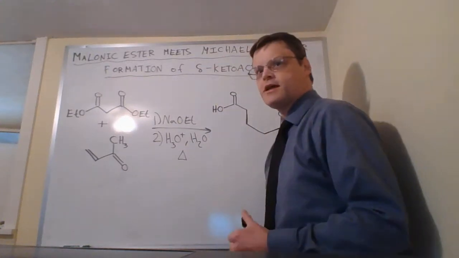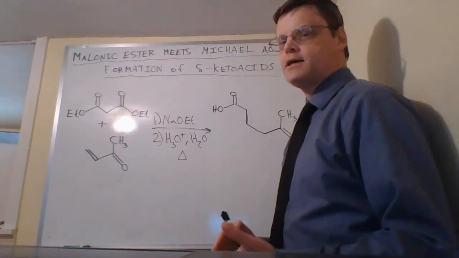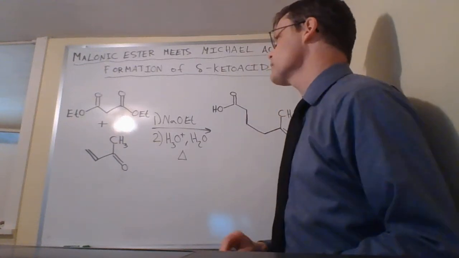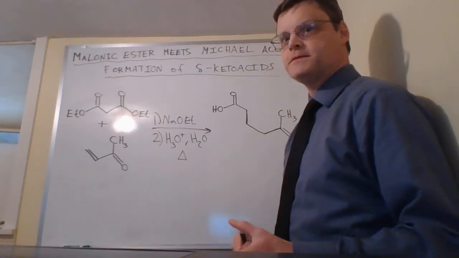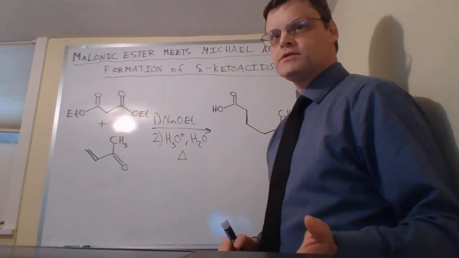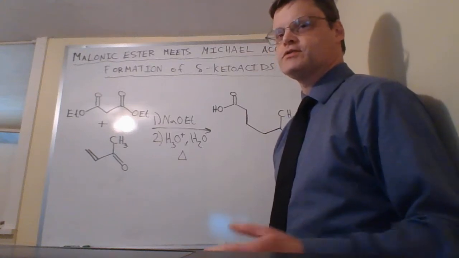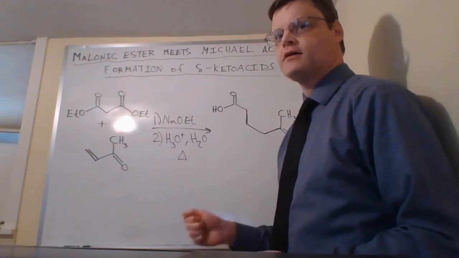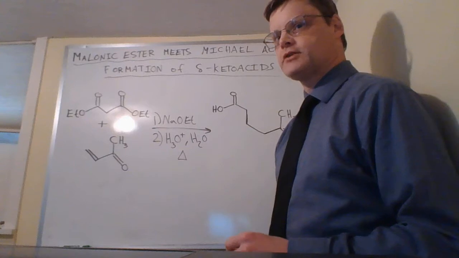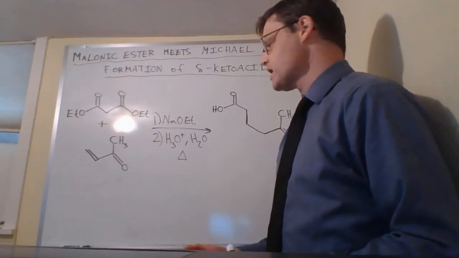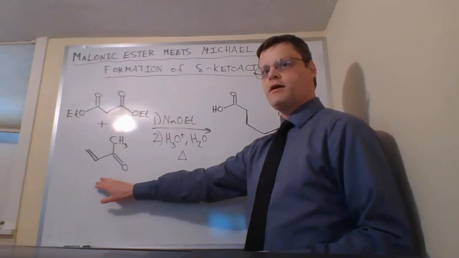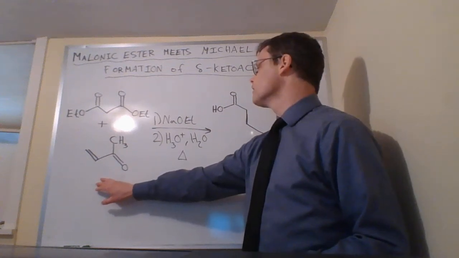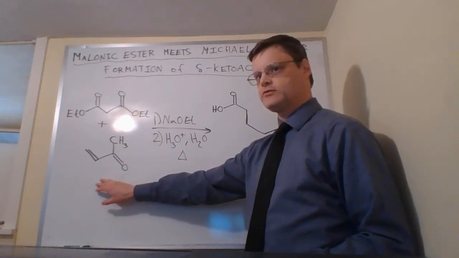What's going to happen is we're going to form delta keto acids. This is almost the same reaction as the Malonic Ester synthesis, except when we saw the Malonic Ester synthesis before, we had an alkyl halide as the electrophile. In this reaction, we're going to have an alpha beta unsaturated carbonyl or a Michael acceptor as the electrophile.